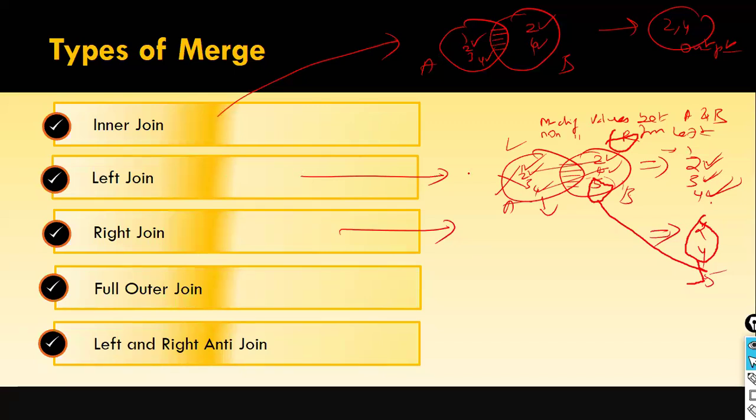In the case of left outer join, matching values between the two data sets are 2 and 4. Correct. It will also include the non-matching values from your left side table. So what is the non-matching value? The 1 and 4 are not there. Sorry, 1 and 3 are not there here. But since it's a left join, the 1 and 3 will be retained along with the matching values between the two data sets. Is it clear, Geetika?